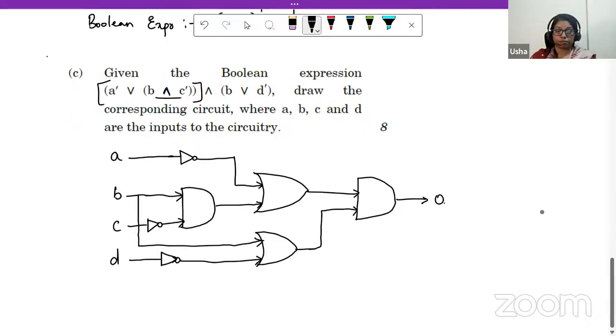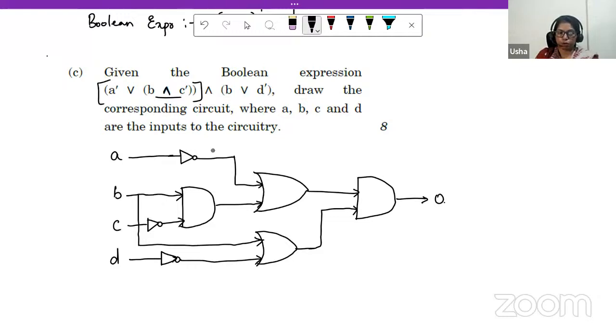This carries 8 marks. Just make sure here also everywhere you write whatever output is obtained. This is A. After passing through NOT gate, you will get A'. This is B and this is C'. So this is B and C'. So this is going to be A' or B and C'. And this is D'. So this output is B or D'. This is the final output. So this carries 8 marks, quite an easy question.